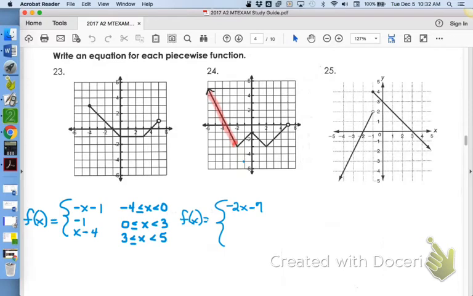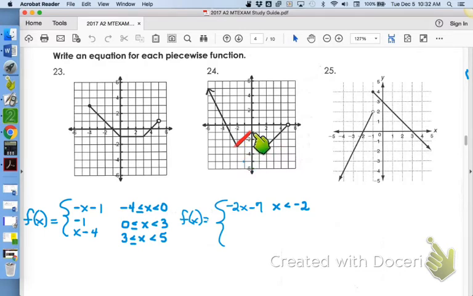Okay, the interval, the x values that are being captured here, are all of the negative x values all the way up to -2. So this is the way I'm going to write that. X is less than -2.